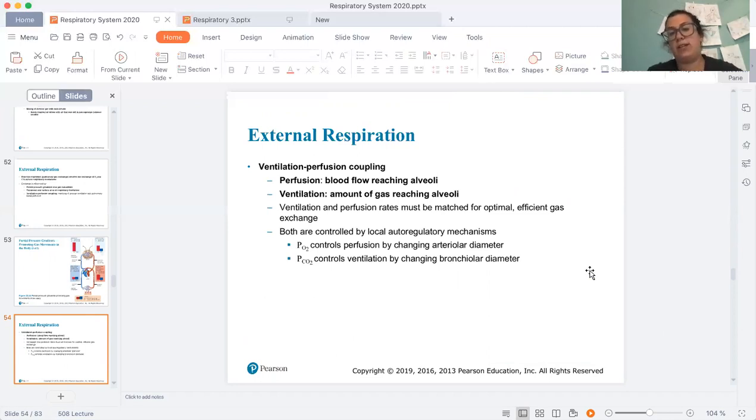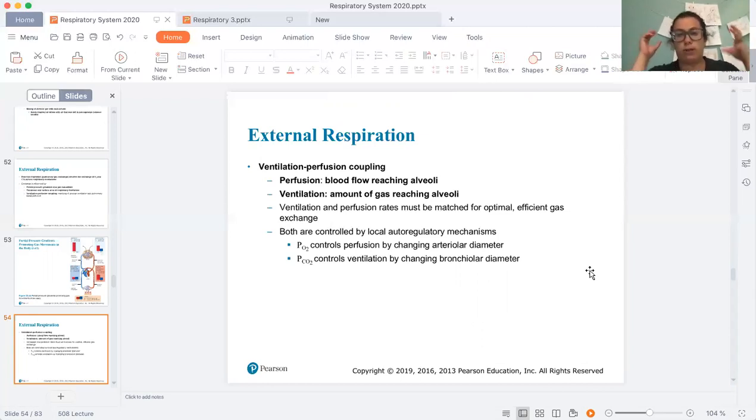So we have many things that control external respiration, but the foremost and most important are these autoregulatory, homeostatic controls. A lot of people on the pop quiz got hemostasis confused with homeostasis. Hemostasis is the coagulation of blood. Homeostasis is bringing things to an equilibrium or balance. So the partial pressure of oxygen controls perfusion, which means if we need more oxygen, we change the arterial diameter, either constricting it through the sympathetic nervous system or vasodilating it. And the partial pressure of carbon dioxide controls ventilation.